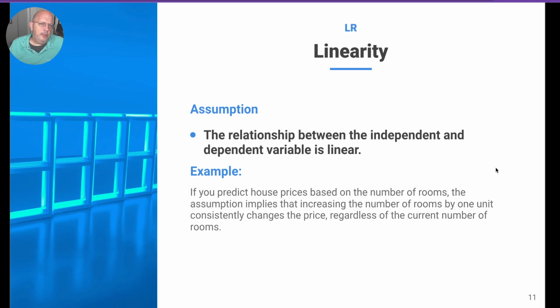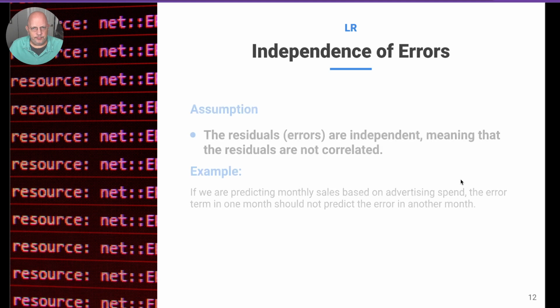I have another couple of slides to say, hey, here's a ridge regression, here's what the assumptions are. Here is a polynomial regression, here's what some of the assumptions are. So linearity, that was the first one we saw. The relationship between X and Y is linear. The relationship between the number of rooms in a house and the size of the house is linear. So if you predict house prices based on the number of rooms, the assumption implies that increasing the number of rooms by one unit will consistently change the price, regardless of the current number of rooms.